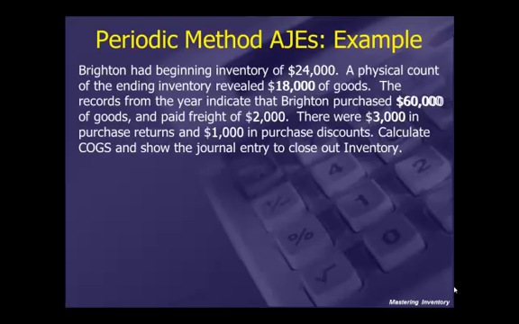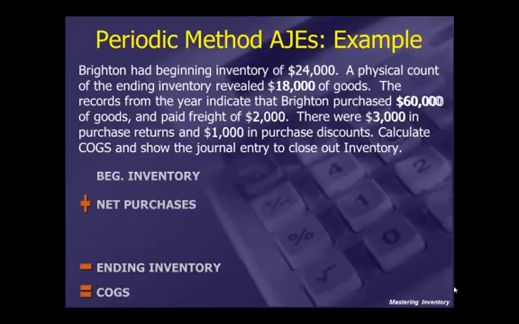Here we have an example. Brighton had beginning inventory of $24,000. A physical count of the ending inventory reveals $18,000 of goods. The records from the year indicate that Brighton purchased $60,000 of goods and paid freight of $2,000. There were $3,000 in purchase returns and $1,000 in purchase discounts. We're to calculate the cost of goods sold and show the journal entry to close out inventory.